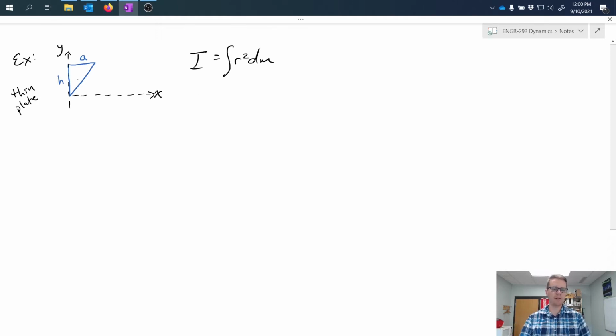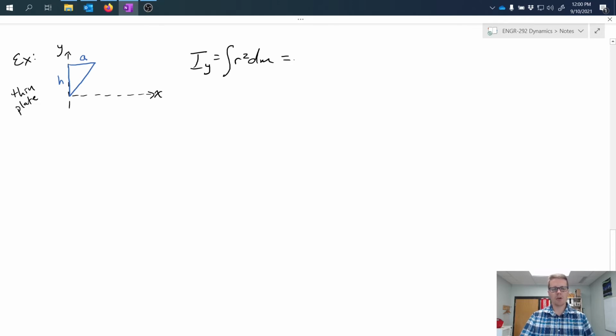example. In this example, I have a thin plate with a triangular cross section like this and some given dimensions, h and a. And I want to look at the mass moment of inertia for this object around the vertical axis, so around the y-axis. So I'm going to start with this basic formulation that it's equal to the integration of r squared dm.